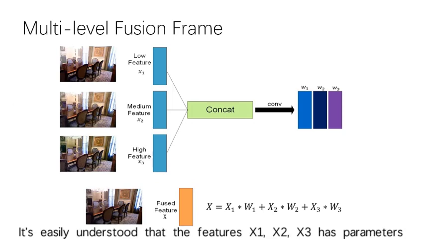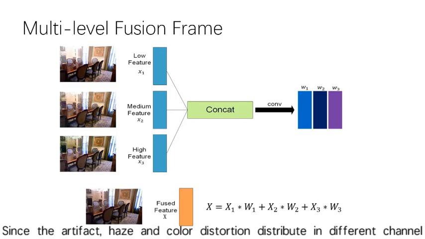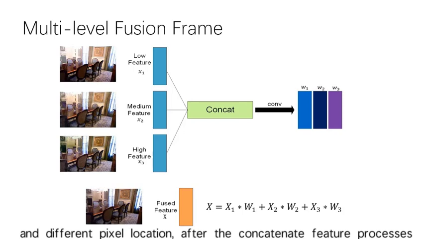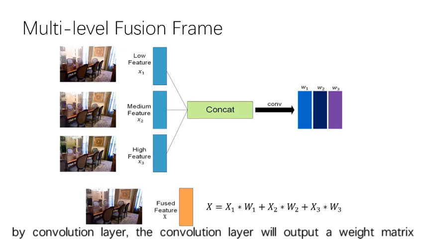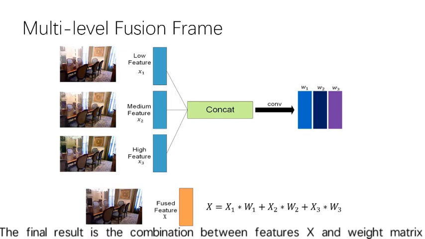It's easy to understand that the features x1, x2, and x3 are parameters distributed in different channels and different pixel locations. Since the artifact, haze, and color distortion are distributed in different channels and different pixel locations, after the concatenated features are processed by the convolution layer, the convolution layer will output weight matrices W1, W2, and W3, including channel and pixel location information. The final result is the combination of features X and weight matrices W.